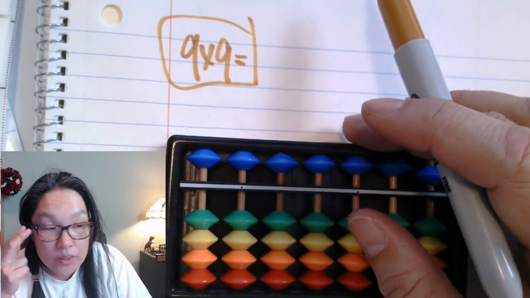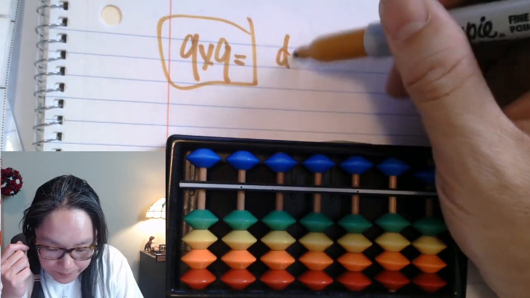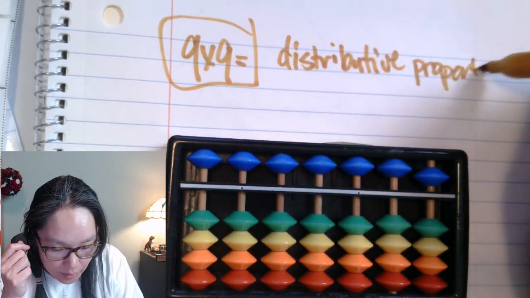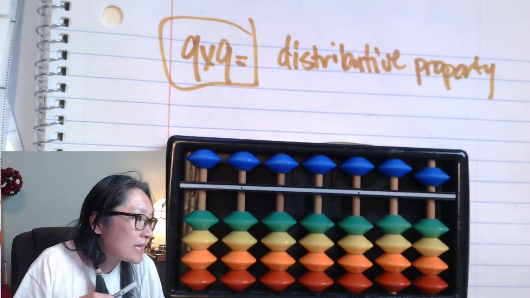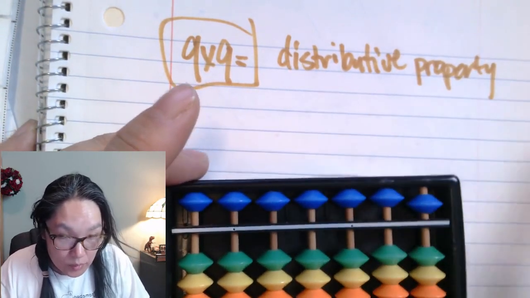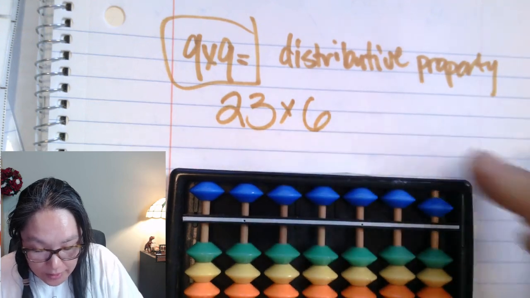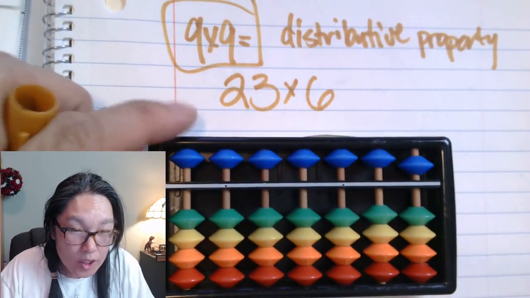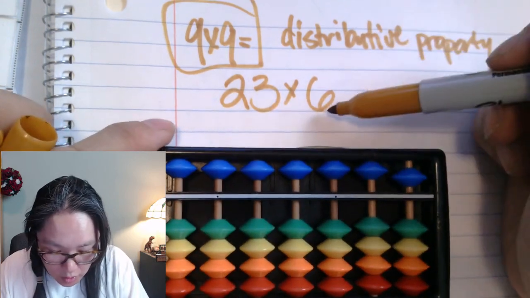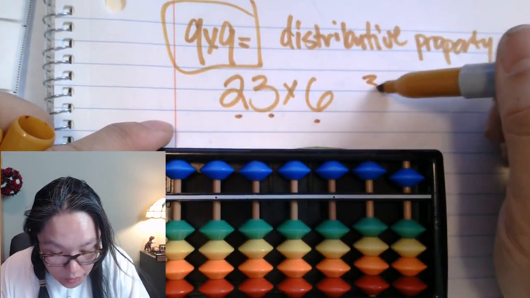What we do in abacus is the distributive property. That is an algebraic term, right? We kind of know a little bit about algebra. And again, this is what we're doing. So what's going to happen is if I did 23 times 6, right? The first thing we're going to do is understand where we're going to put our answer. So 1, 2, 3. We need to count our digits. We count 1, 2, 3. So 3 digits.